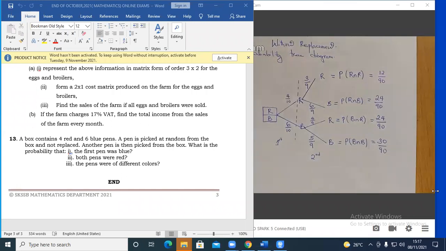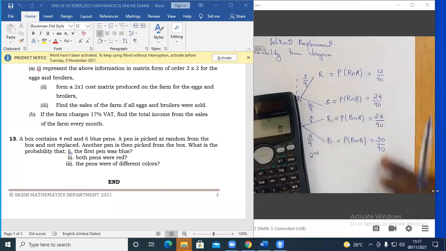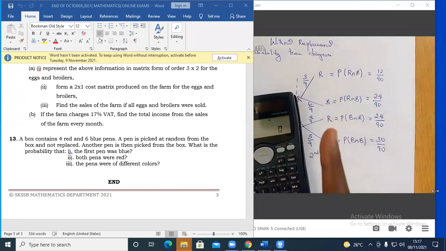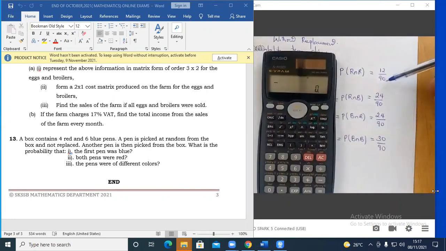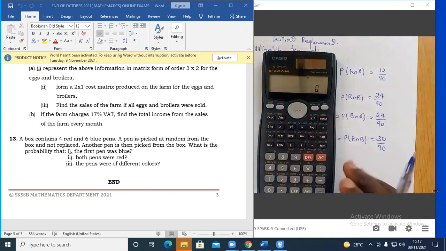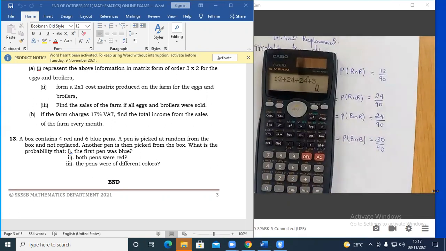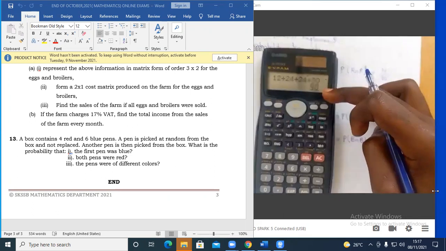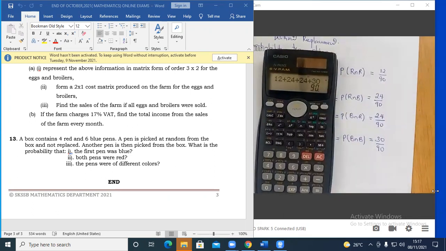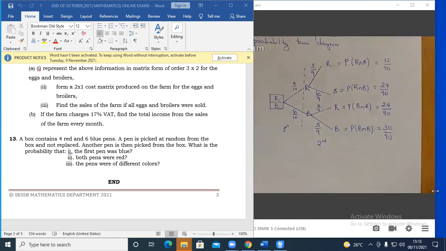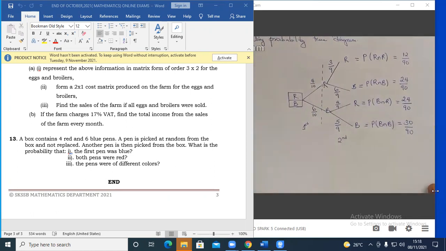Now, before you look at any question, when you add all this probability, the total probability must be 1. So can you prove that? Since they have the same denominator, let's add the numerators. 12 plus 24 plus 24 plus 30. What do you get? 90. 90 out of 90 is 1. So we are correct. Are we together, members?